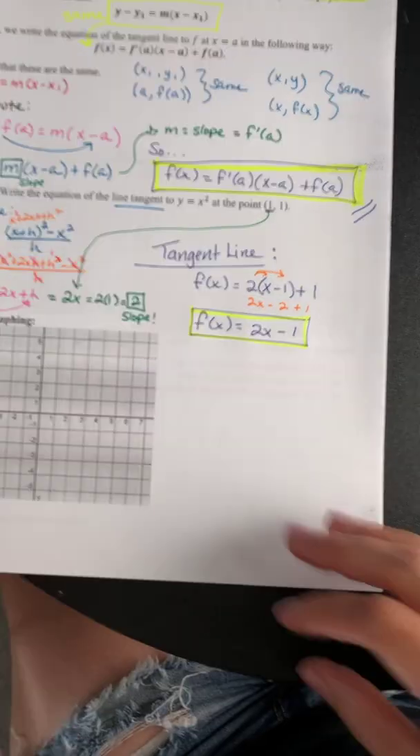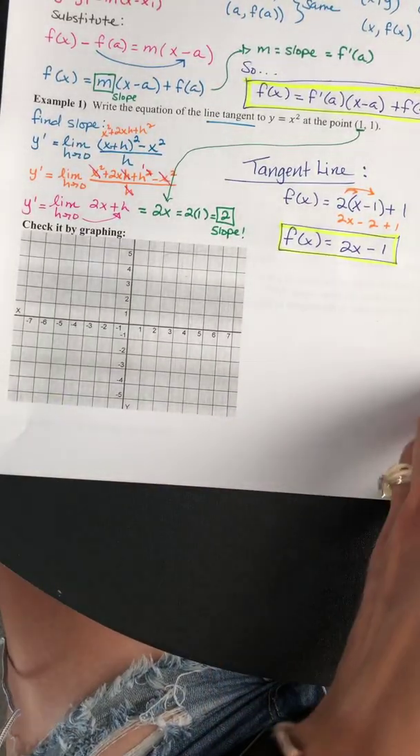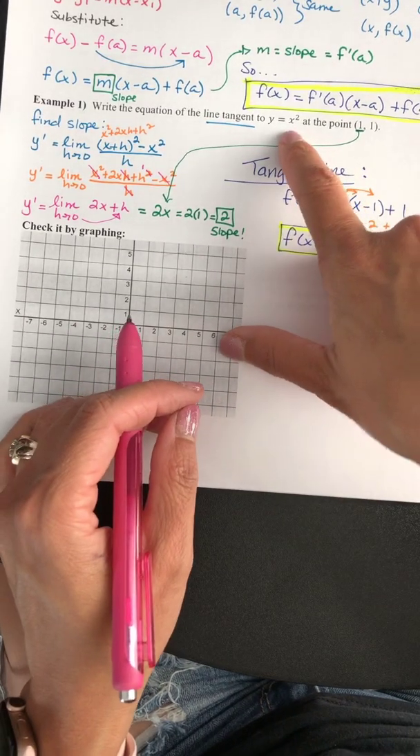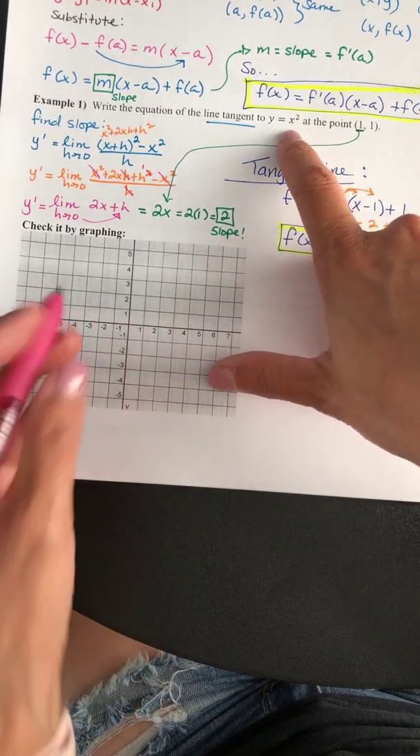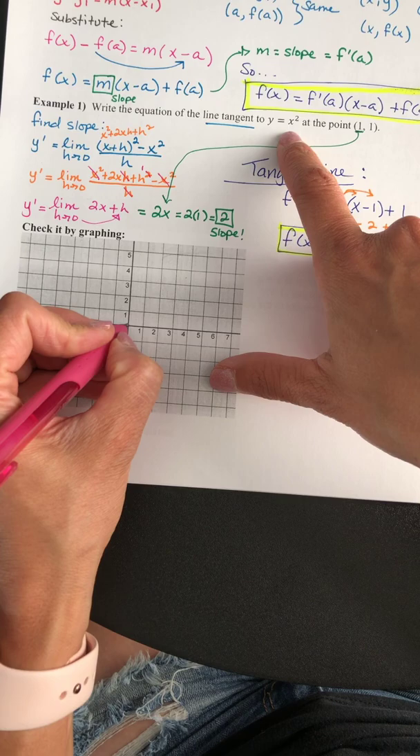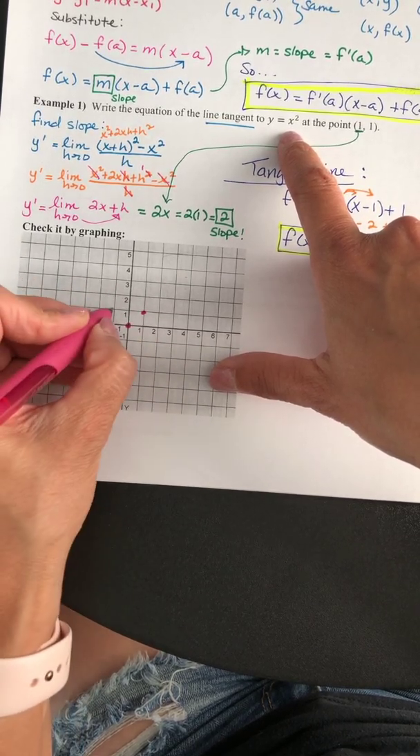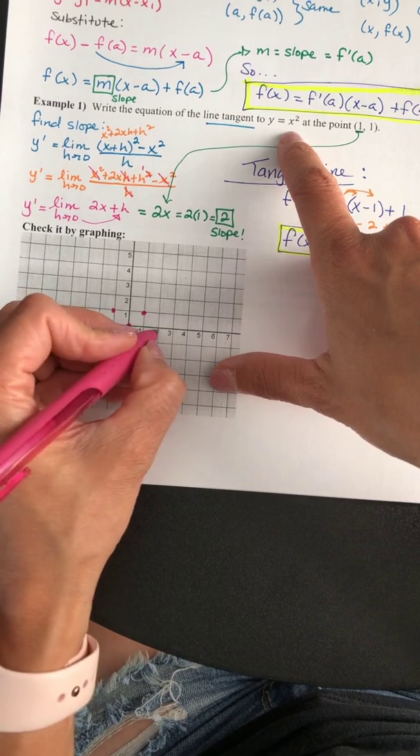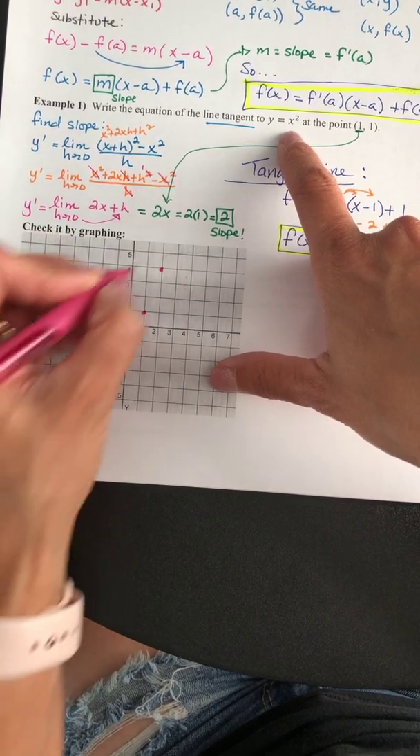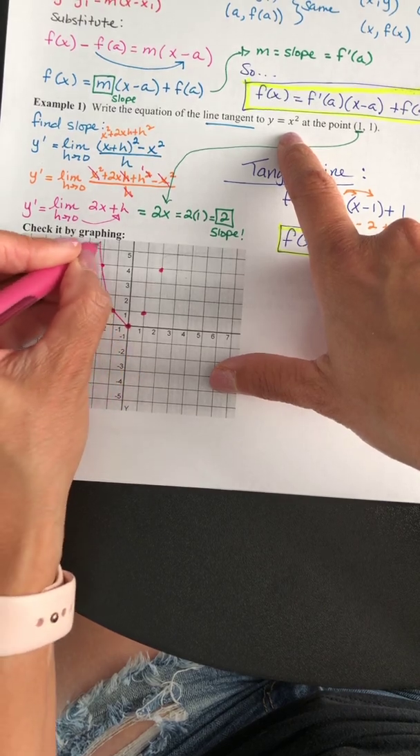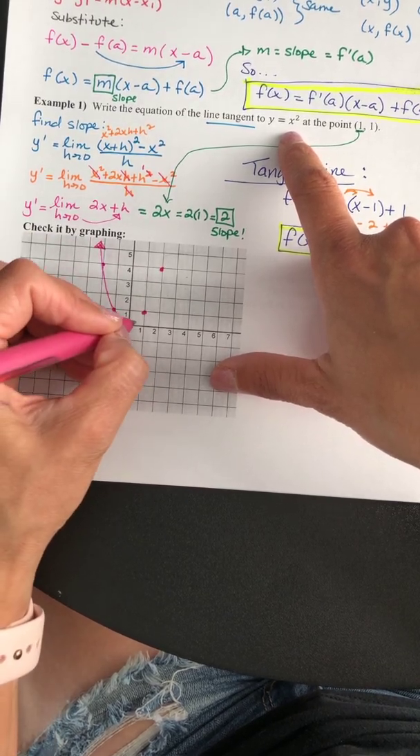Okay. Now it says check it by graphing. Okay, easy enough. We can do this. So the equation that we have is y equals x squared. That's a parabola, so we know it has a vertex at 0, 0. If I plugged in a 1, we'd have 1, 1 and negative 1, 1. Plug in a 2, 2 squared is 4, and negative 2 squared is 4. So our upward facing parabola.